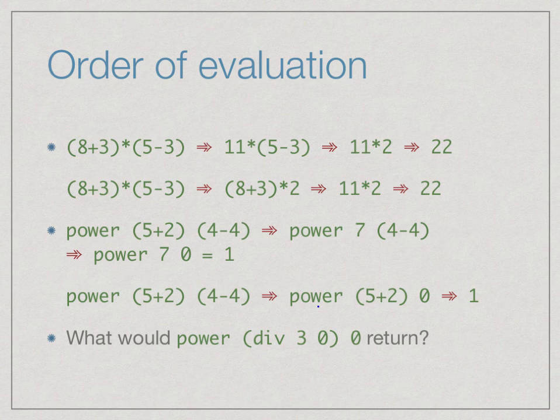So this is perhaps a curiosity, but what if we did something like this? So we know now that power anything 0 evaluates to 1 without looking at that anything. So what if we replace that anything by a division by 0? So logically, if I write div 3 0, then I should get an error. But if I say power (div 3 0) 0, would Haskell expose that error, or would it blindly apply the definition for power anything to 0 and give me a 1? So we will come back to this very shortly in the same lecture.